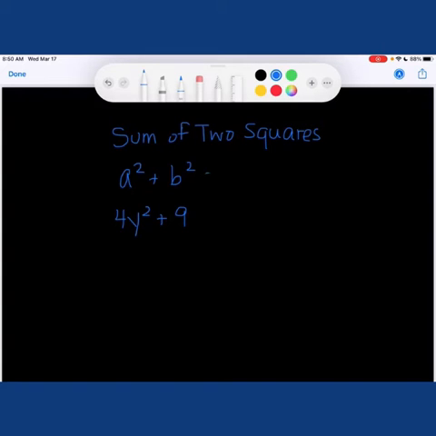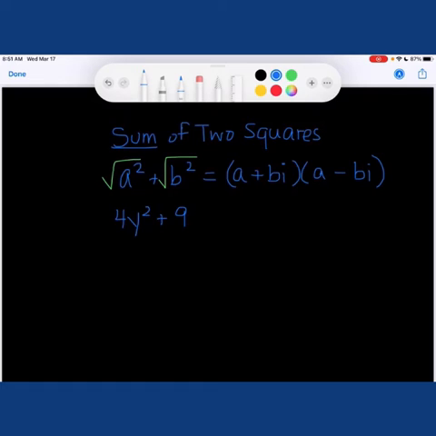Now, when you factor this, it's a little bit different. It's very similar. You're going to get two binomials being multiplied. One is addition, one is subtraction. The first part, you get the same way. You take the square root of a squared, which is just a. It goes in the front. And then the second part is very similar. You take the square root of b squared and you get b. But when it's a sum, you have to put an i with the b. So a squared plus b squared factors into a plus bi times a minus bi.